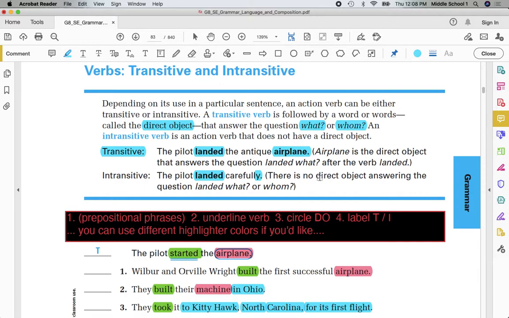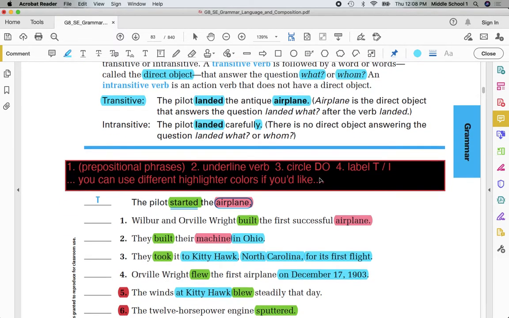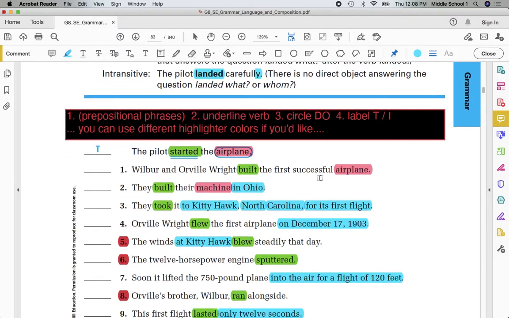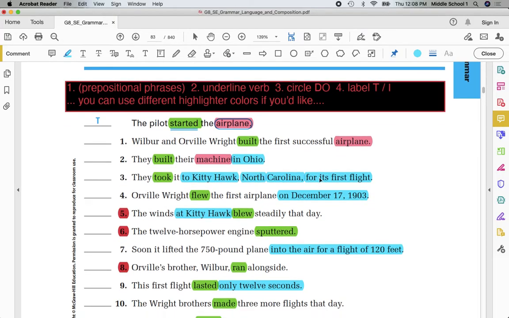In place of the directions that are on your page, for these 15 items, what we would like to do is, first, if there are prepositional phrases, highlight them one color or put parentheses around them. Number 2, underline the verb or use a second color. Thirdly, circle the direct object or, if you'd prefer, use a third color. And then on the blank, label it transitive or intransitive.